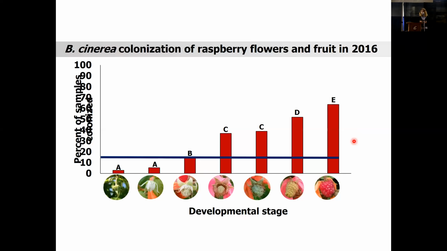Here we see a different picture that again shows us that the infection process of raspberry plants by Botrytis is most likely more complicated than that, and it can include multiple infection events and not just at the flower stage.